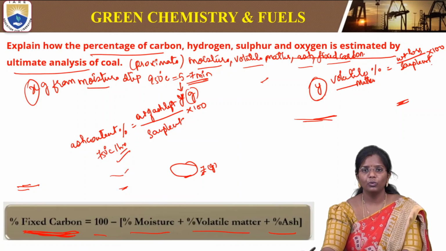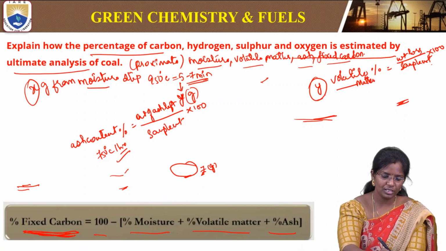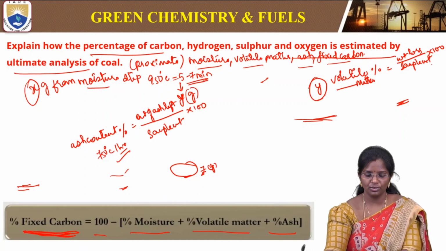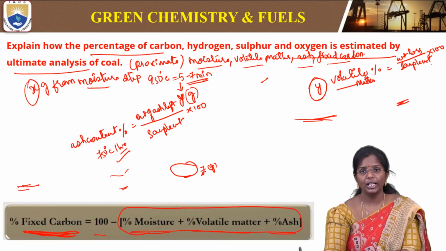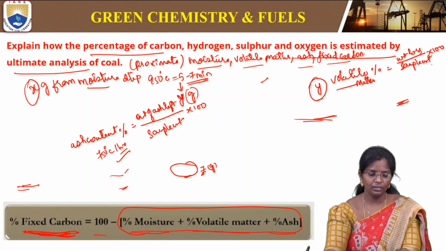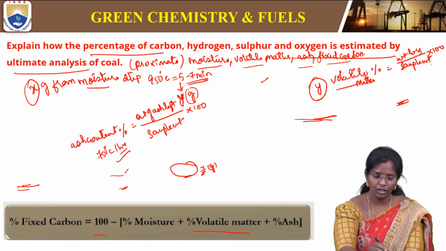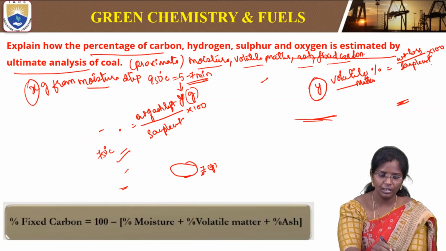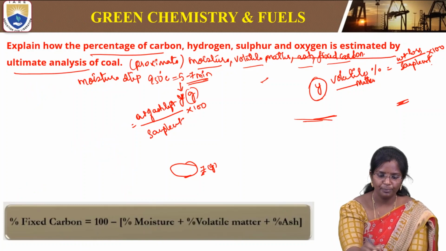So carbon is the main component that will be in the combustion reaction. So that is why fixed carbon is also an important parameter. So 100 minus the sum of all these will give us the fixed carbon percentage. So this is how we do the proximate analysis, or the preliminary analysis, for any particular coal sample.